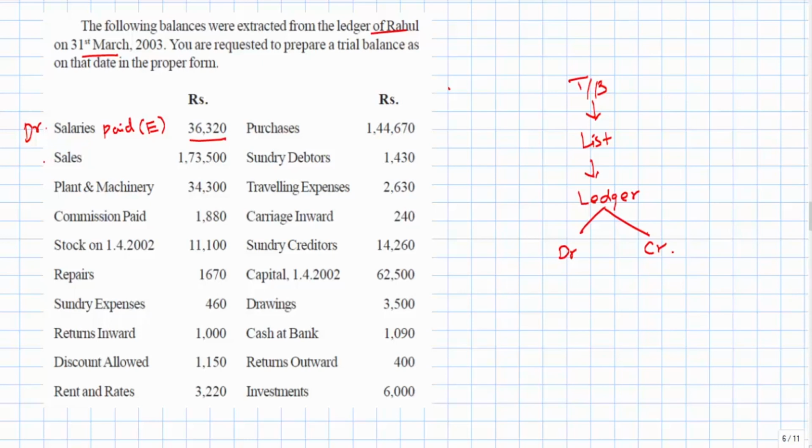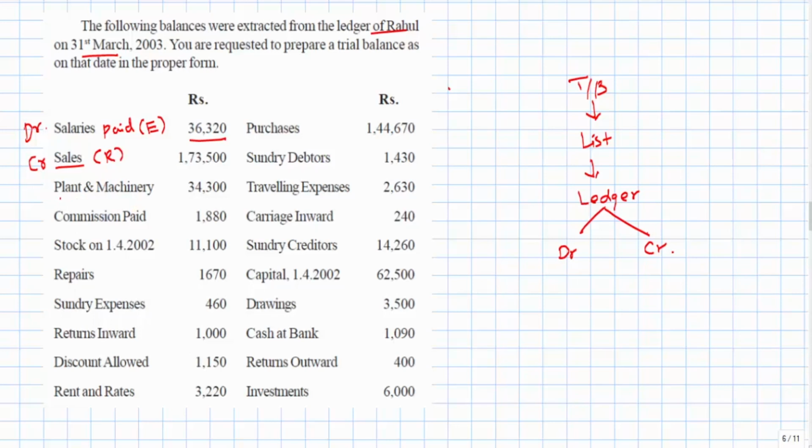Then the second item is sales. Sales is a real item, and what happens in sales? In sales, goods go out, so debit what comes in, credit what goes out. So in sales what will happen is basically goods are going out, so it should be credited because it is basically a real account and item.